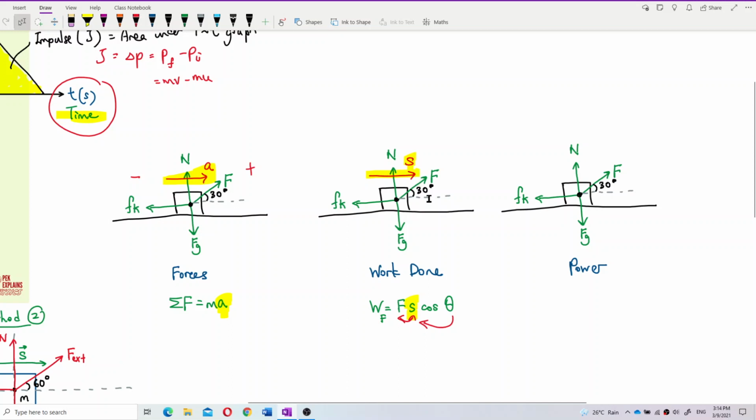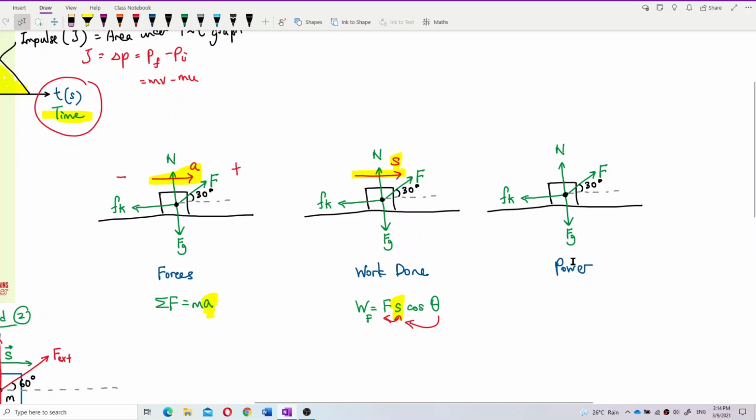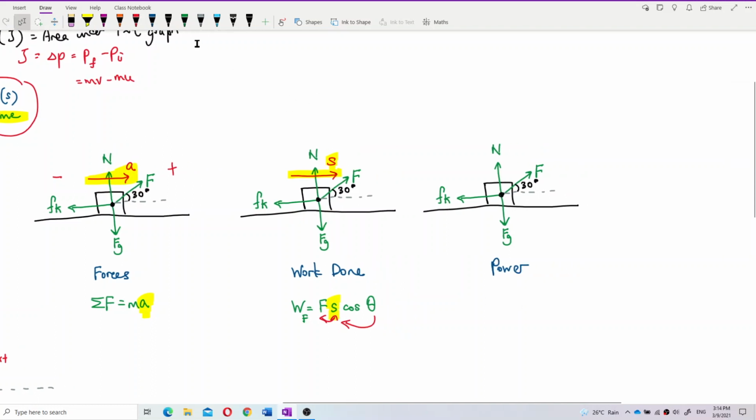And then later in this chapter, further down, we learn about power. The formula for power is almost the same as work done. Later you will learn about power, like the power by the external force. Each of these forces also has its own power.